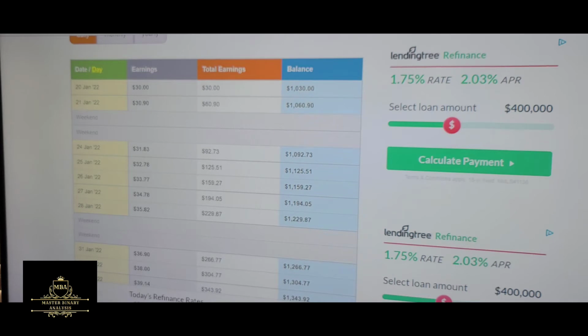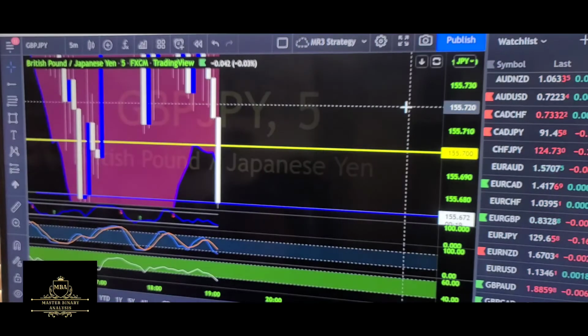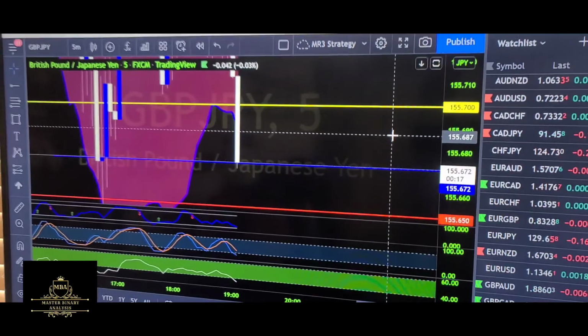Very modest. It's not hard. I mean, really, you just need to make $30 a day. Is it that hard? No. It's not. That price is actually at my entry.